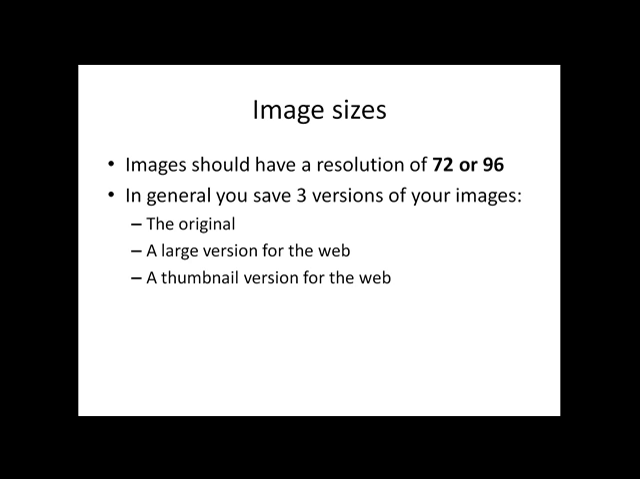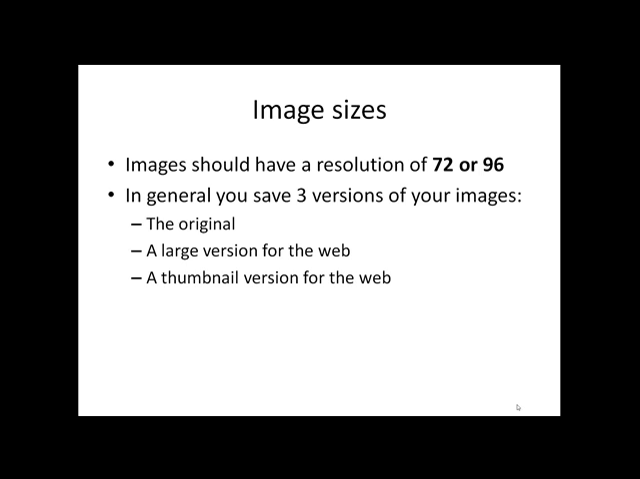And then in general, you want to save 3 versions of your images. You want to save the original. Then you're going to make a version that is set up for the web. So if your original was not at that resolution, maybe it was an image that was set up for print, something you shot with your camera, a version that is larger and for the web, and we'll talk about those numbers, and then a thumbnail version, so one that's going to be a lot smaller, also set up for the web, meaning it has a resolution of 72 or 96.